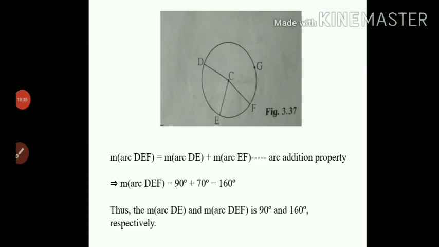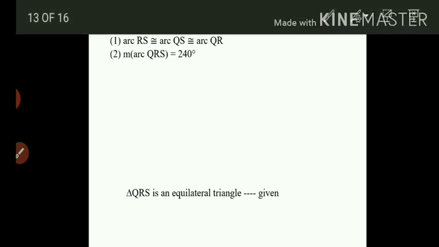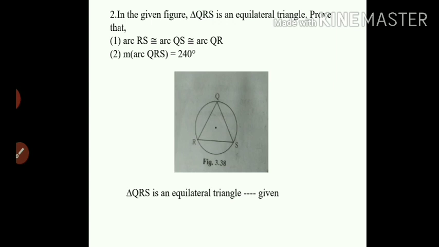Now we'll move on to the last question of the exercise. You can see the diagram is given. In the given figure, triangle QRS is an equilateral triangle. Prove that first, arc RS is congruent to arc QS is congruent to arc QR, and second, prove that measure of arc QRS is equal to 240. Now see students, first it is given that it is an equilateral triangle. So write first, triangle QRS is an equilateral triangle. Now you know the properties: all sides will be congruent to each other and every angle will be 60 degrees.